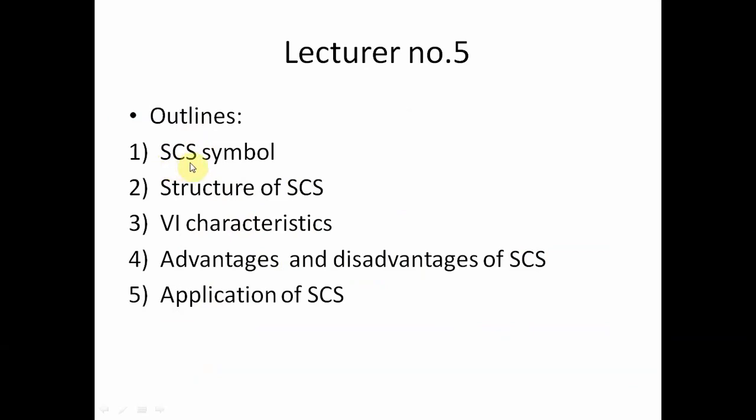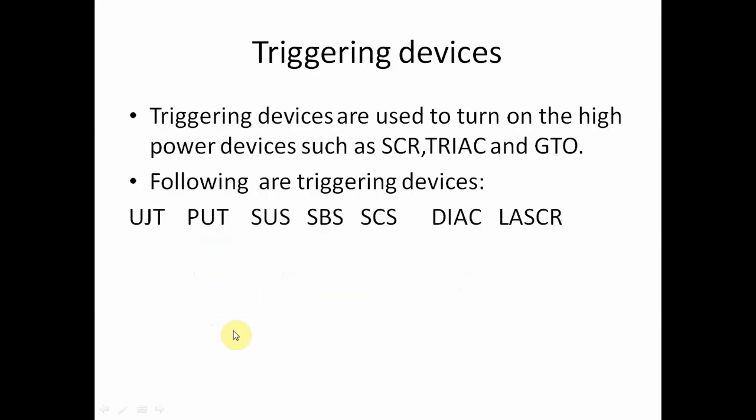First one is the SCS, the silicon controlled switch symbol. Then the structure of SCS, V-I characteristics of SCS. Next one is the advantages and disadvantages of SCS, and the last one is the applications of SCS.